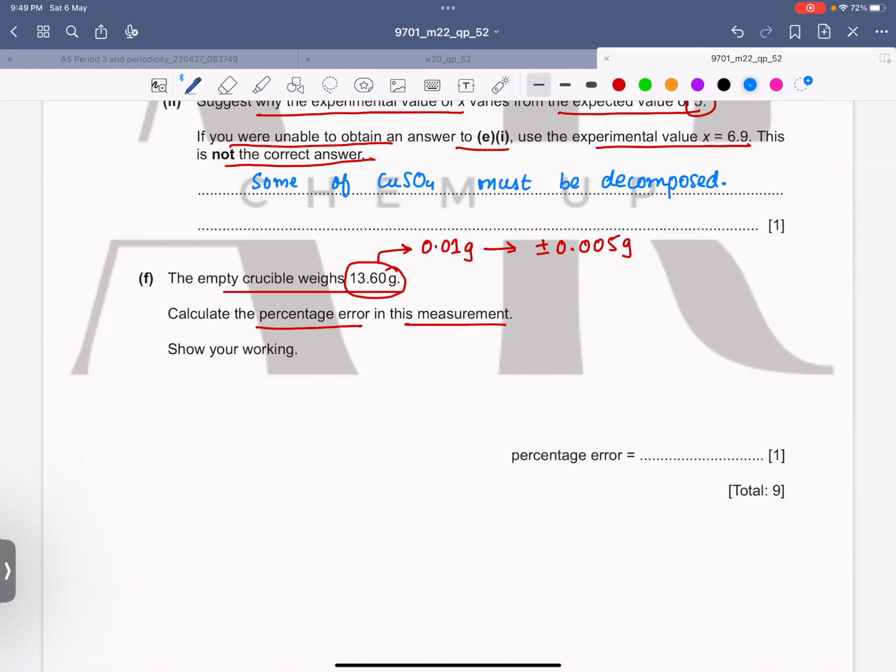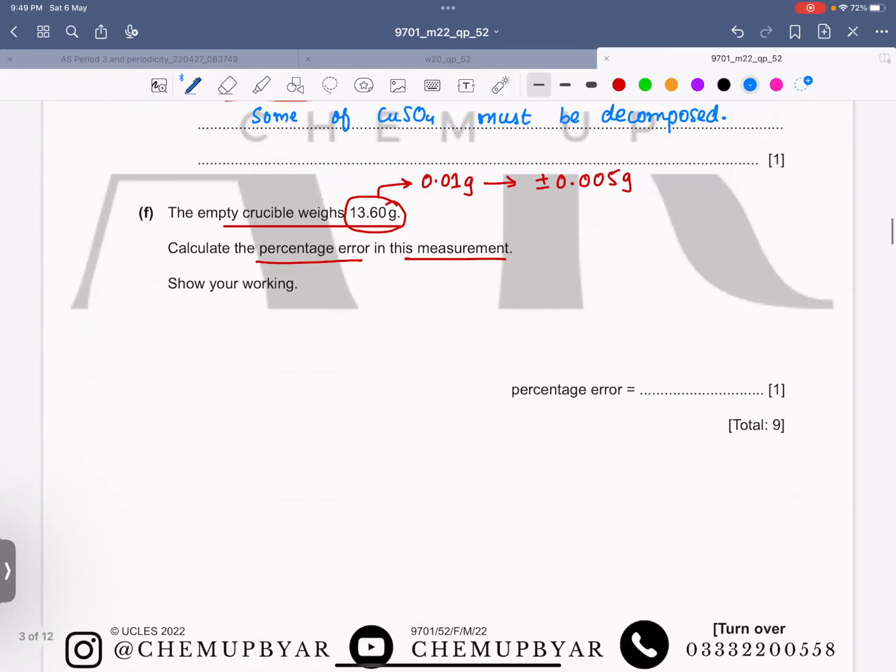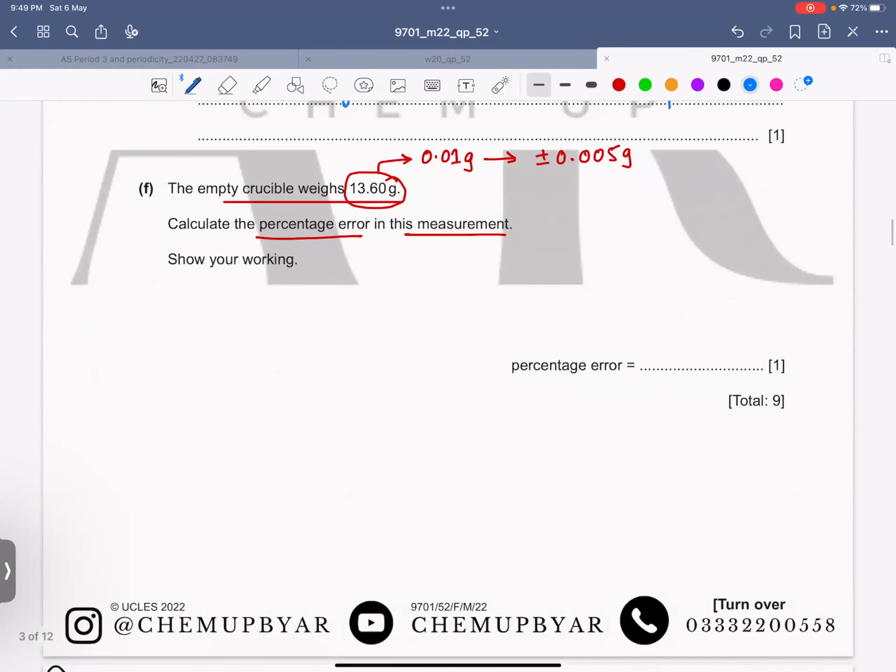But normally when we record the mass on the weighing scale, we always take the differences. So it means we are recording the mass twice. So we would show the working that 2 times the uncertainty divided by the total mass and then multiplied by 100 gives the percentage error.